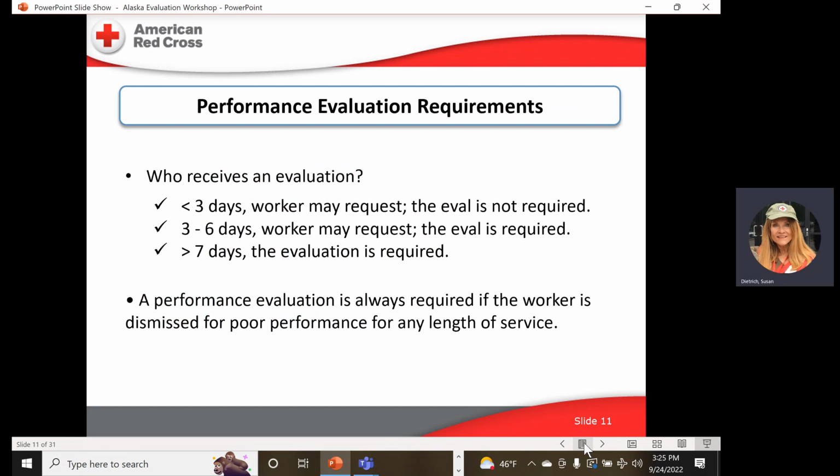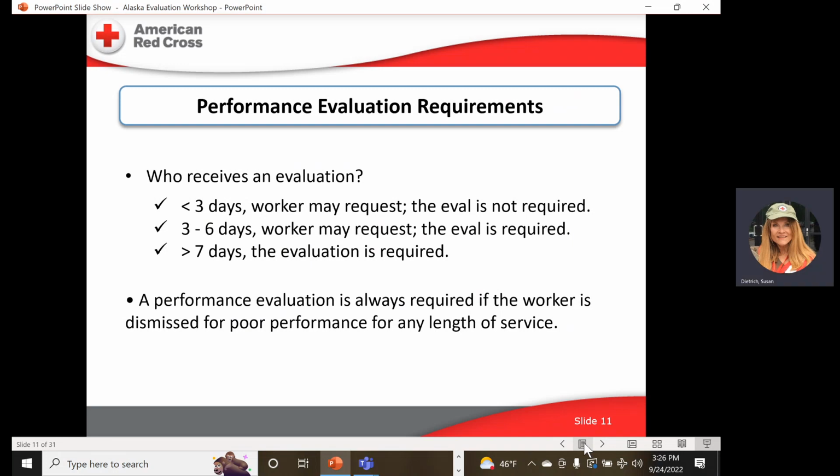So, who receives an evaluation? If somebody is working for you for less than 3 days, the worker may request an evaluation, but the evaluation is not required. Now, that's working for Red Cross for 3 days. Let's say that somebody had a 14-day deployment, but they were switched over to you for the last 3 days. They still get an evaluation, and you'll still be writing the evaluation, but you'll be getting some help, and we'll talk about that in a minute.